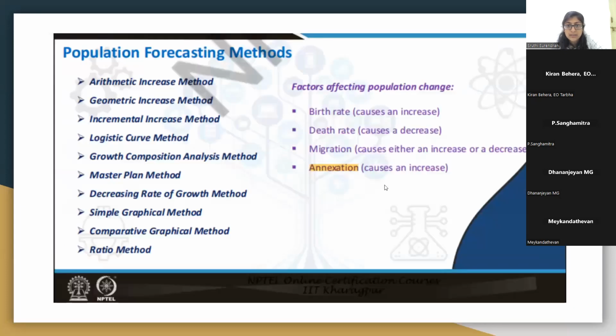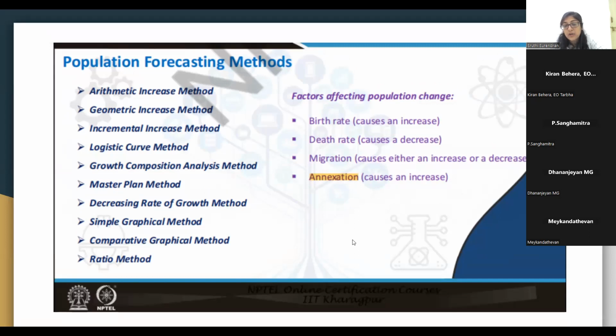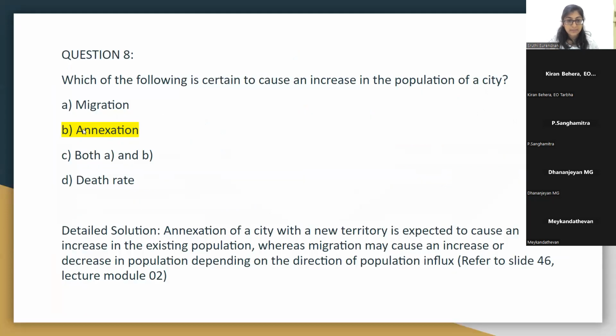Okay, so the answer here is, the question asked was, will definitely cause an increase. So factors that affect the population change: birth rate will cause an increase, death rate will cause a decrease, migration can cause an increase or decrease, and annexation can cause an increase. So birth rate and annexation are two conditions which will definitely cause an increase. Death rate will decrease the population. Migration can either increase or decrease the population, because it's not a consistent thing. So the answer will be B.